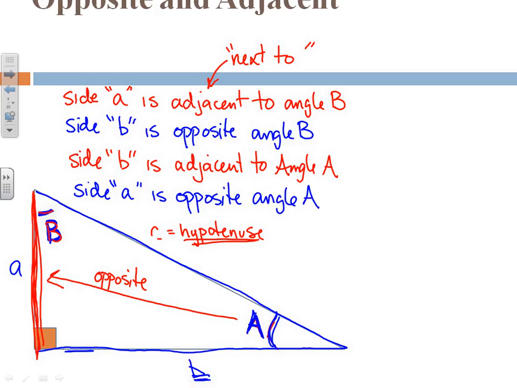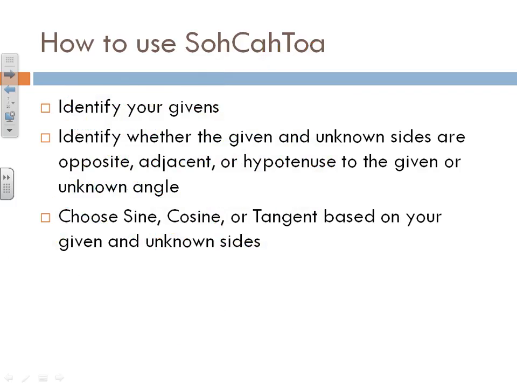And that's actually the way that we give the angles their names. So we always name the angle based on the side that's opposite it. That's why I put A down here and B up here. That's all because we name them by their opposite sides. So now that we understand what opposite and adjacent are, we can use this to help us actually solve some problems with sine, cosine, and tangent.